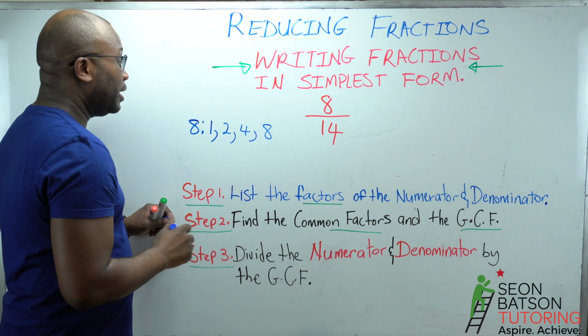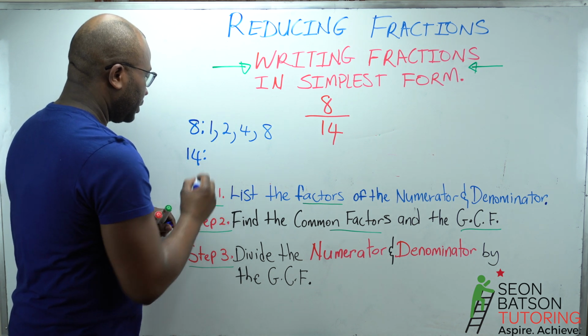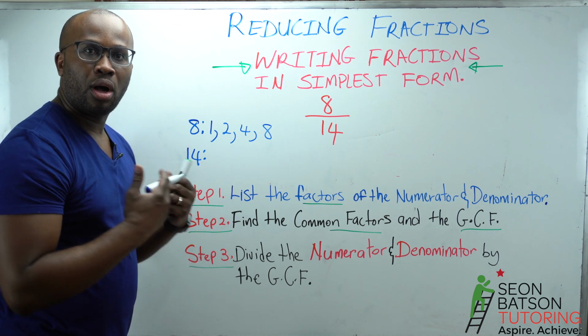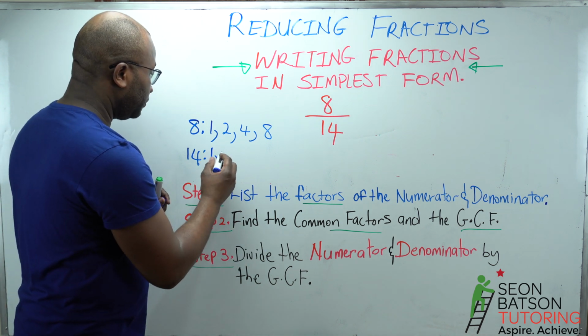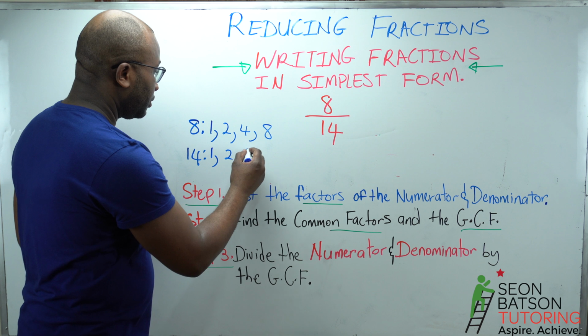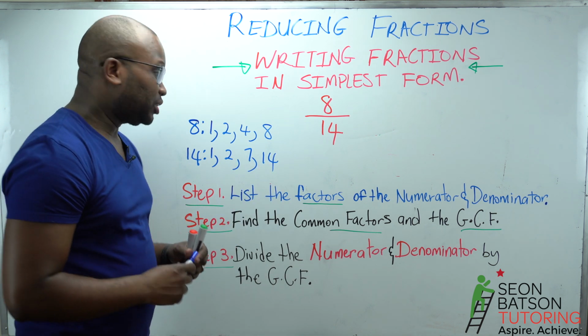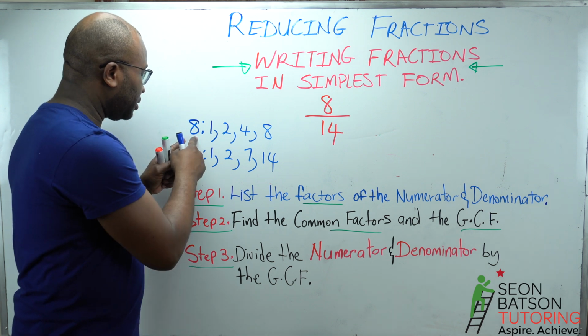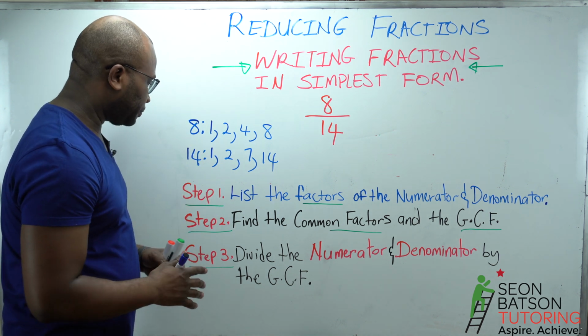All right. Now we list the factors of the denominator, which is 14. And again, the factors of 14 will be all the numbers that we can multiply to get 14. We can use 1, 2, 7, and 14. So we are done with step 1. We have the factors of the numerator and we have the factors of the denominator.